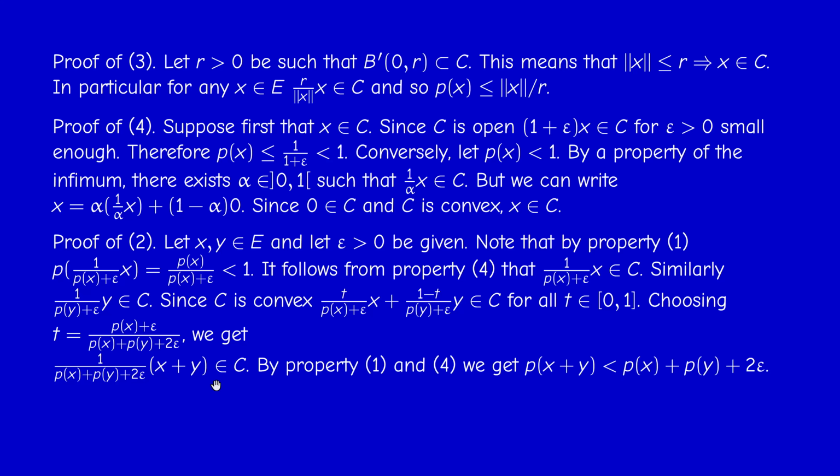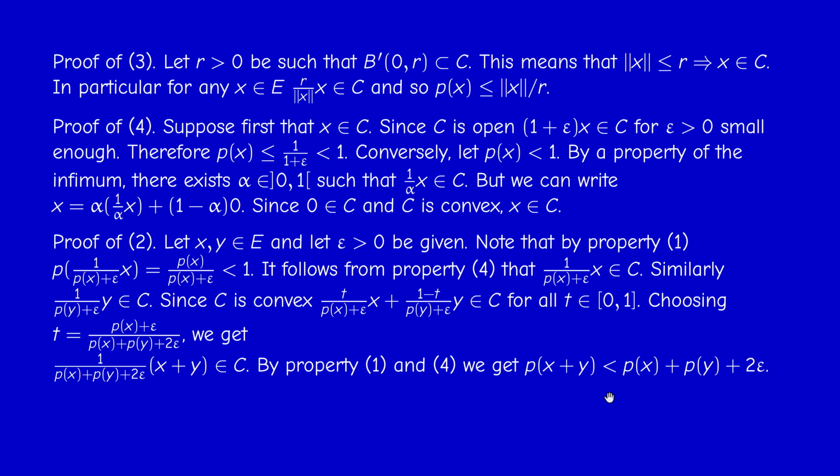Okay. And now I use both property 1 and 4. If this belongs to C, then its image under p is less than 1. But by positive homogeneity, I can put this constant outside. So I get p of x plus y divided by p of x plus p of y plus 2 epsilon is less than 1. And if I multiply by this, I get this inequality. And this is true for every epsilon, since epsilon was arbitrary.